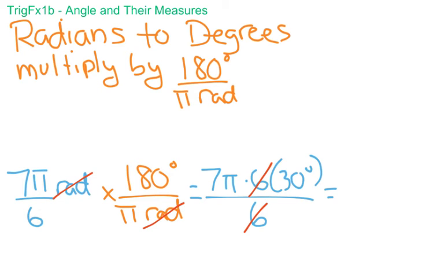Oh, one thing. Oops, I just included this pi here. Obviously the pi's cancel out. You probably noticed that. Pi's cancel out. We have a 7 here. 7 times 30 degrees is 210 degrees.